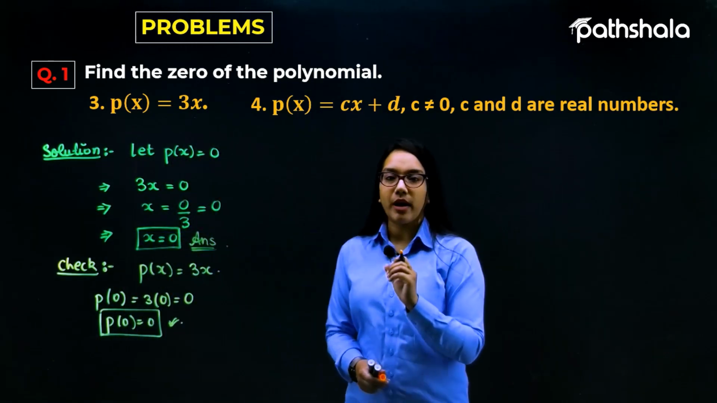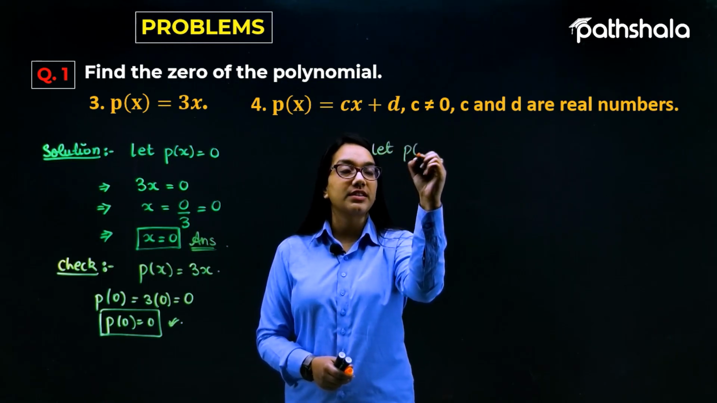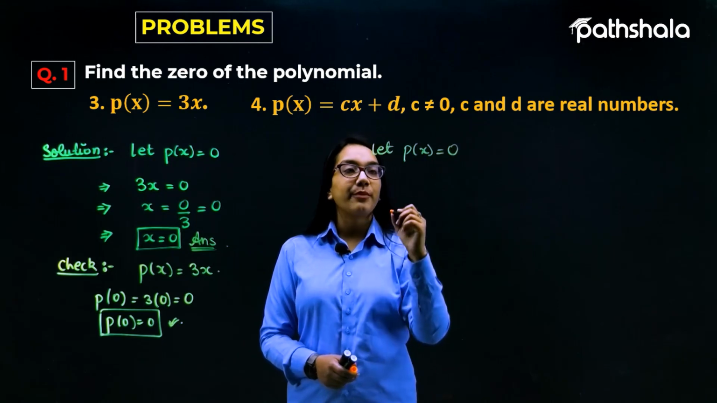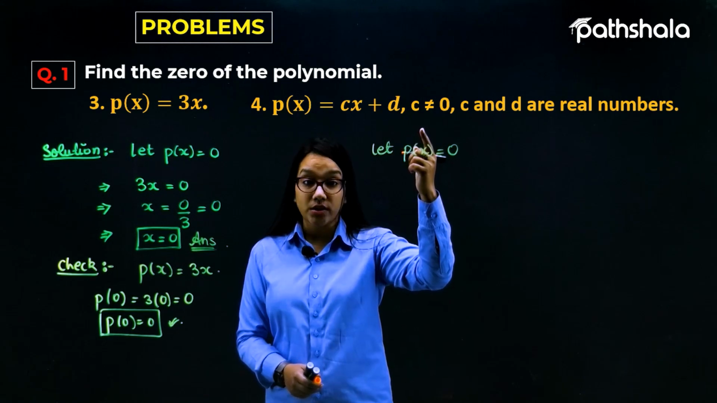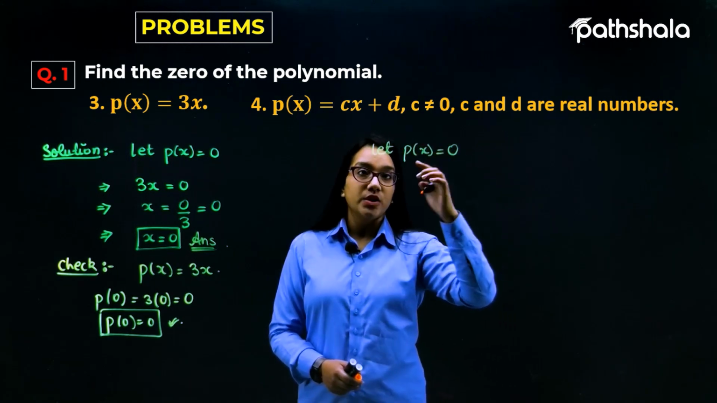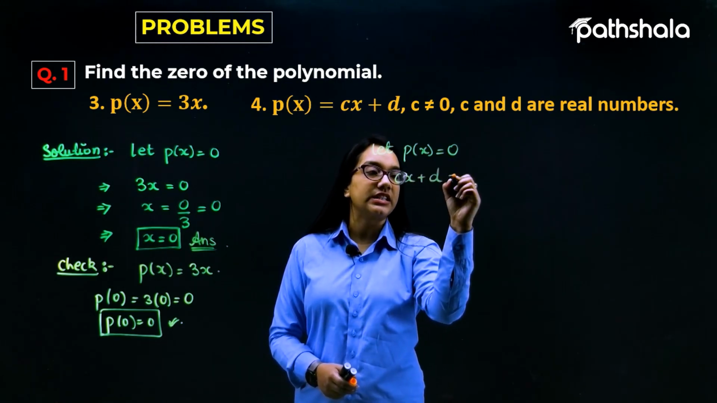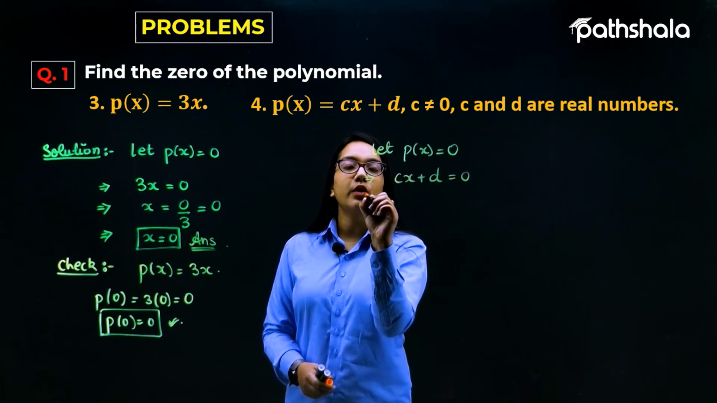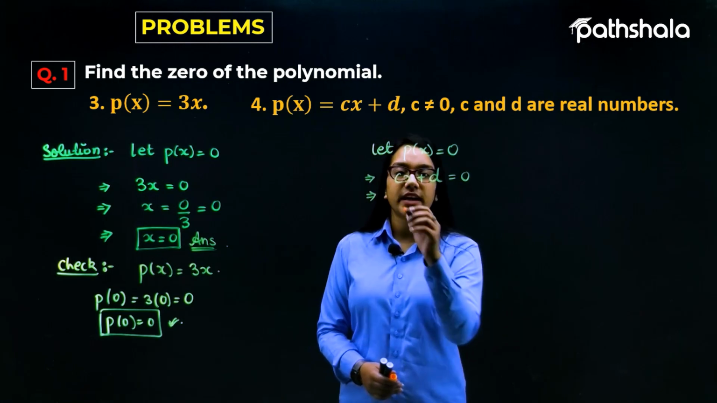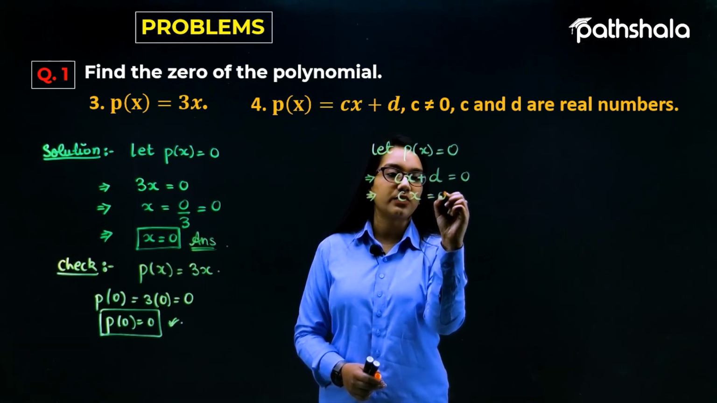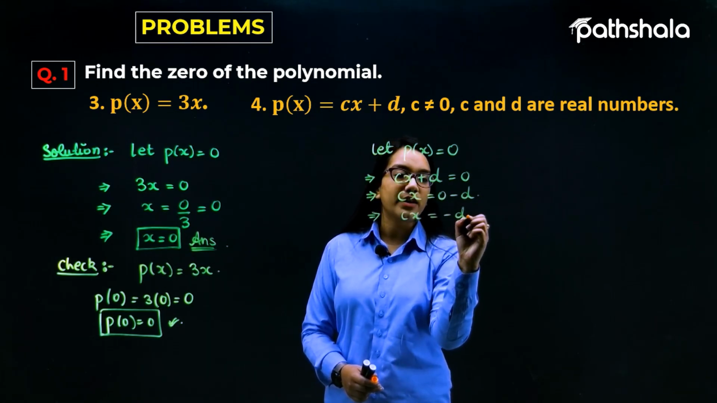Now let's see the fourth part. For the fourth part, again we suppose p(x) = 0. Here p(x) is given to us as cx + d, where c is non-zero and c and d are any real numbers. So if p(x) = 0, it means cx + d = 0. Now in order to find the value of x, we have to transpose d to the right hand side. So cx = 0 - d. Again we can say cx = -d.